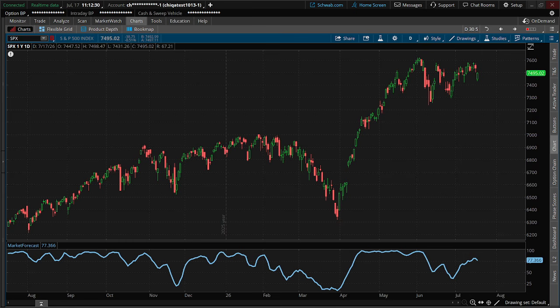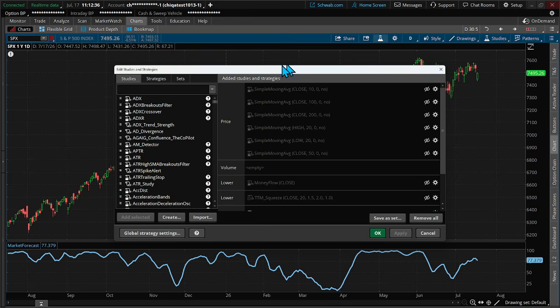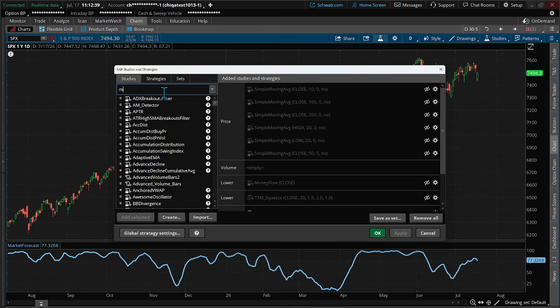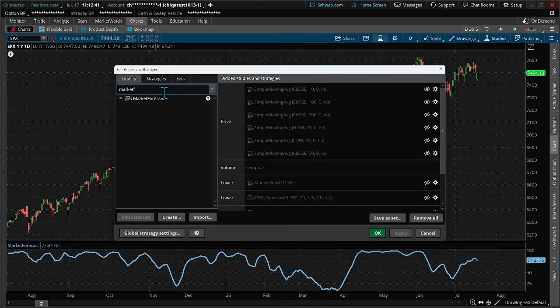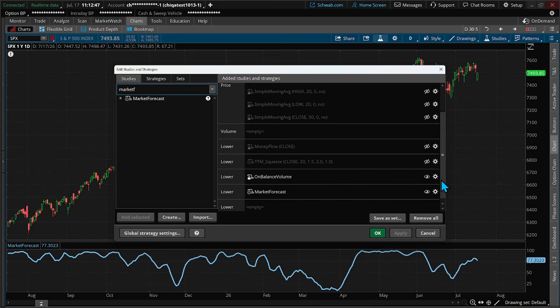So up top, and you can see we're just looking at the S&P 500 here on a 1-year chart. Up top though, you'd add it just like you'd add any other indicator. Just go over up top here, just type it in, in this case, market F for market forecast. Double click on it, pull it up. And what you'll see over here on the left-hand side, I've got the market forecast set up right here.